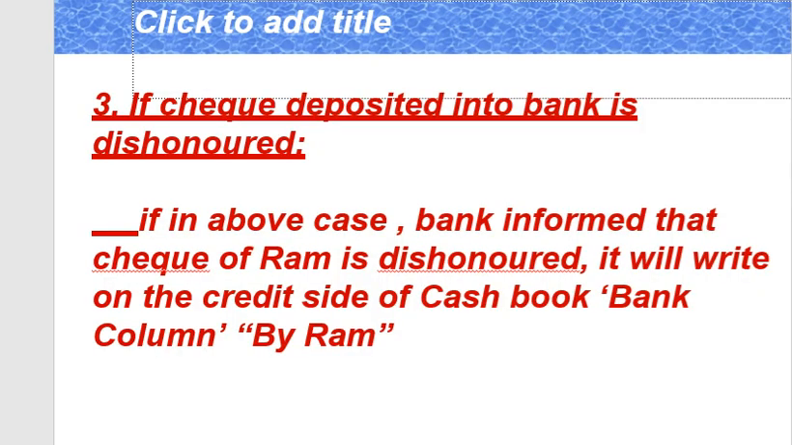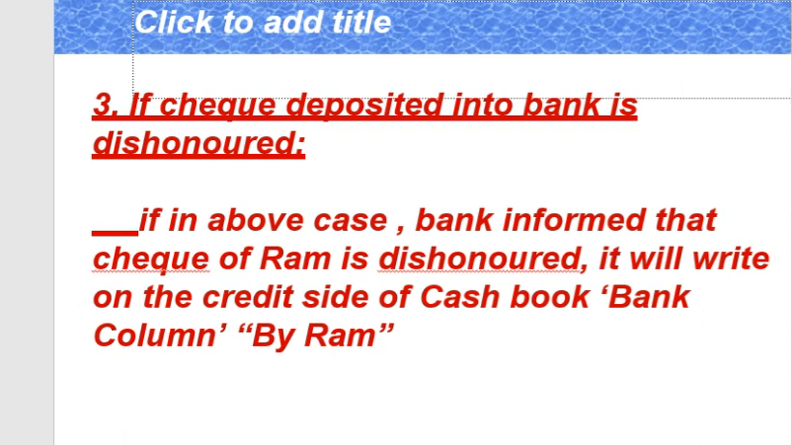Suppose the check we deposited into the bank is dishonored, that means it is cancelled. So in the above case, if Ram's check is dishonored, the bank informs us, and then we will write on the credit side of the double column cash book, in the bank column, "By Ram." That means the check is dishonored, but Ram has to give us 5,000 rupees. So, three very important things.